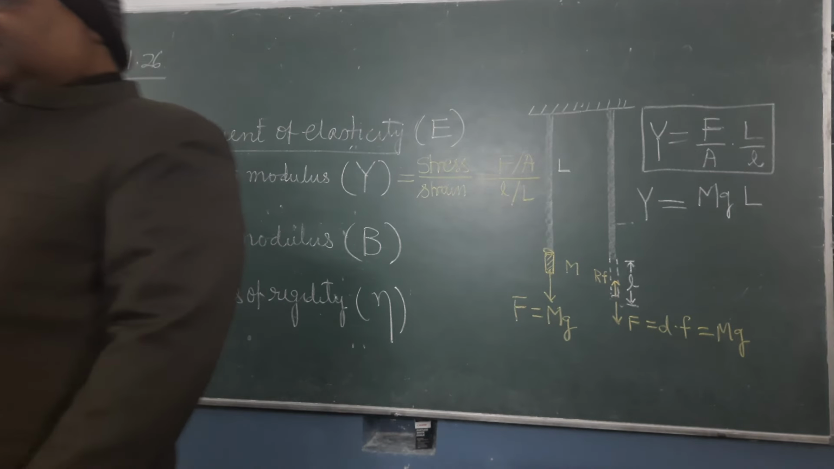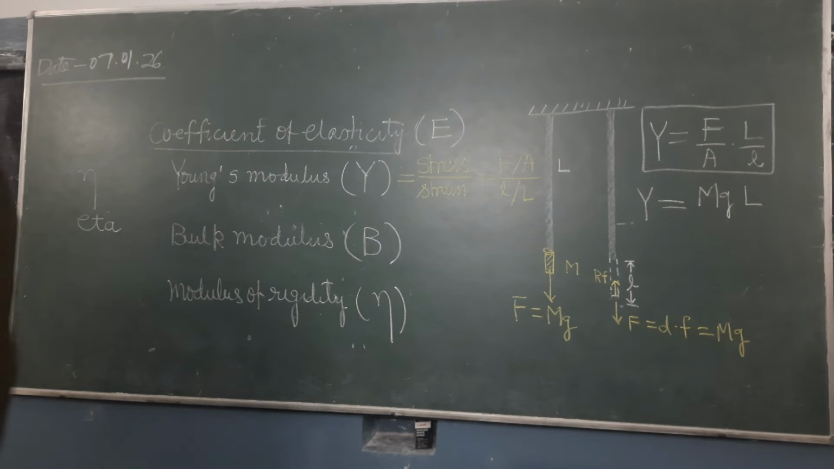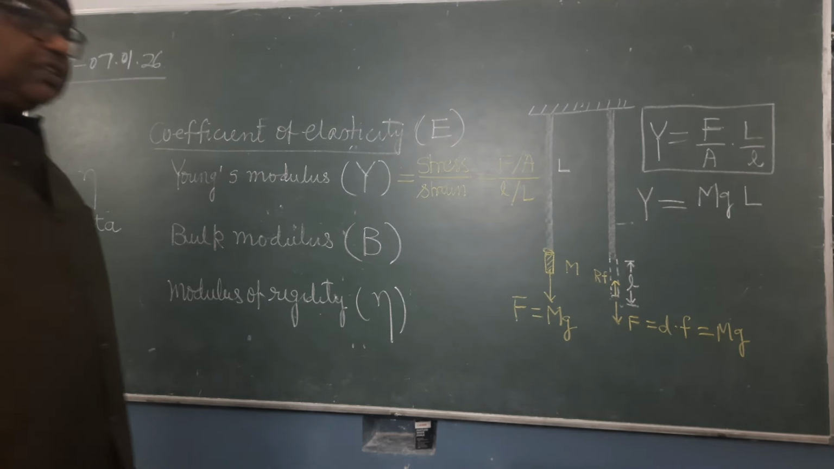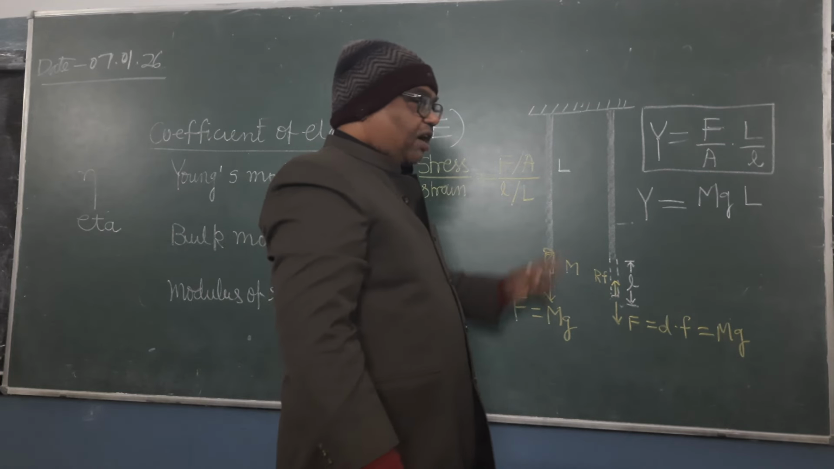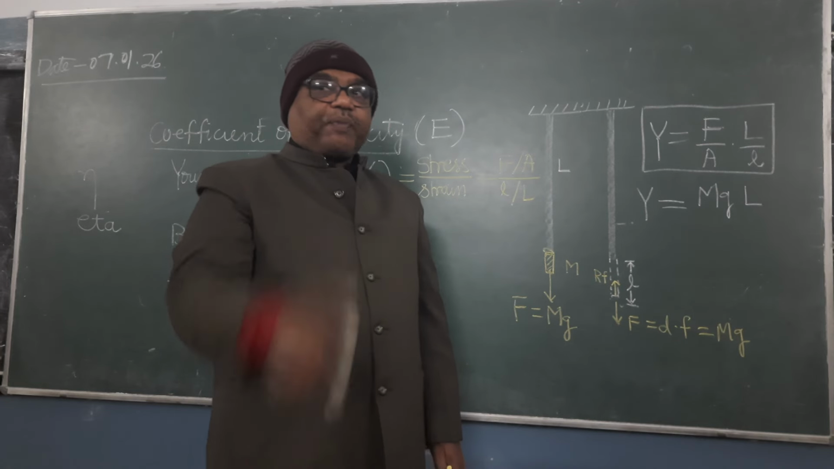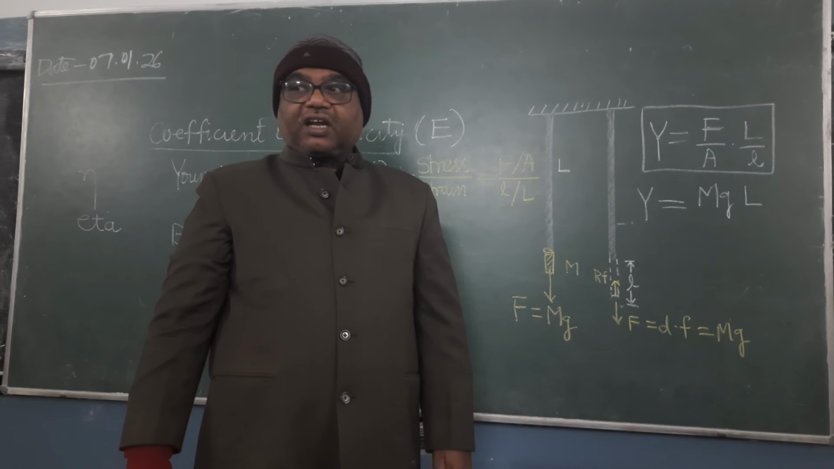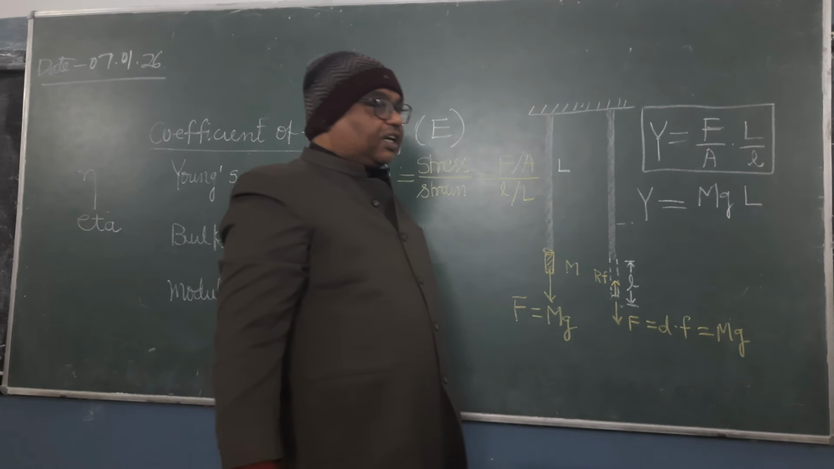Capital L क्या है? Original length. Small l, change in length. A is what? Area of cross section. What will be the shape of wire? Cylindrical. Shape of wire is cylindrical.